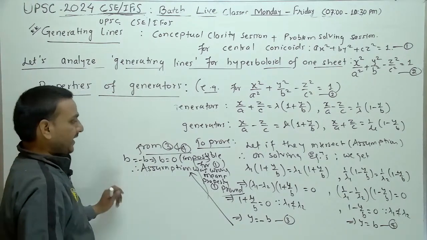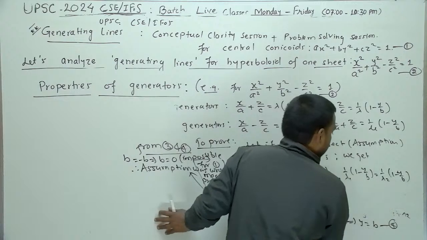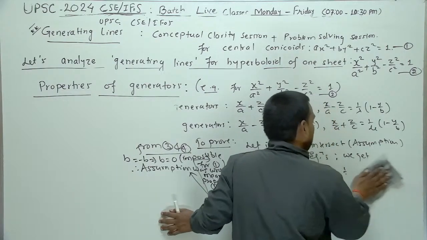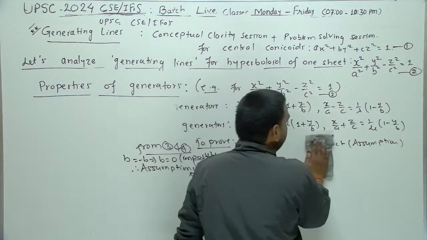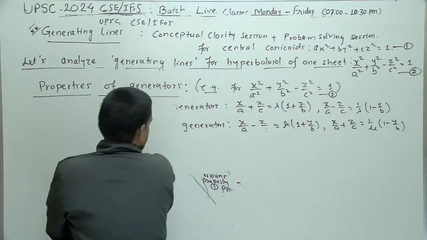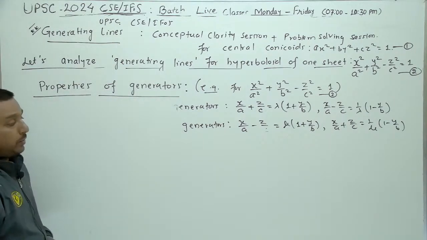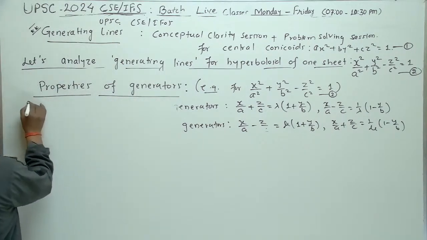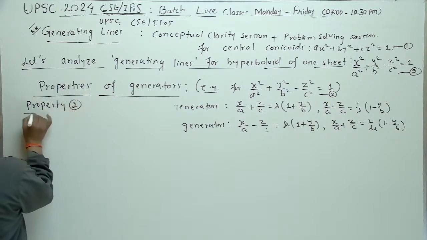I hope it is done now, right? So property 1 says that of the same generator, of the same system, two generators cannot intersect. Fair? Now let's move to the very important property 2. Please write the heading, Property 2. I am saying very important.